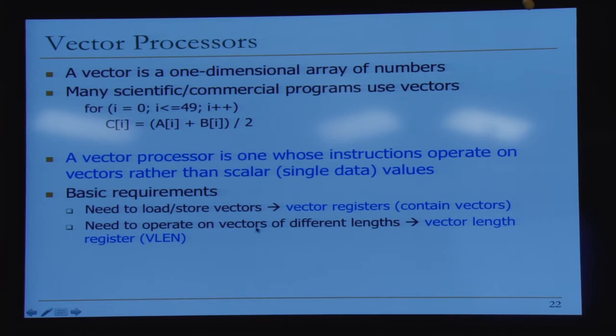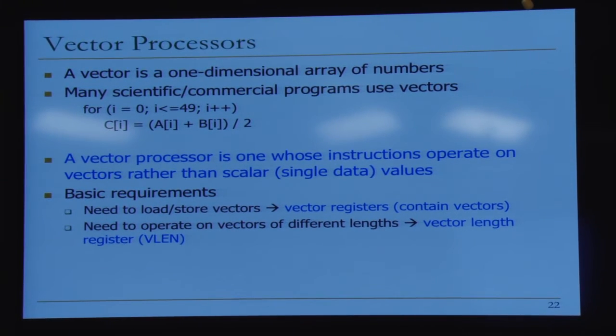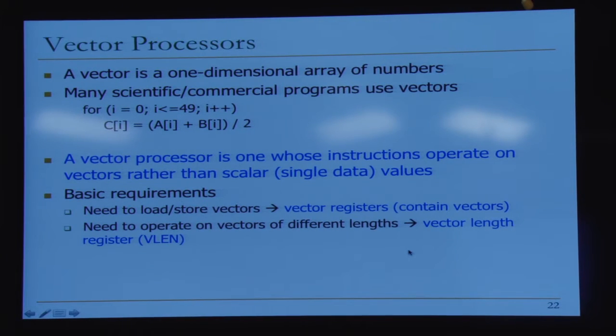We need to operate on vectors of different lengths if you want some programmability out of this, right? Which means that you need to be able to specify how long your vector is. In this case, you should be able to specify it's 50 entries long, right? If you're operating on short vectors, 4, then you should be able to change that. So you need to have a vector length register that's programmable, right? Because sometimes you will be adding 8 entries together, sometimes you'd be adding 4 maybe, right? Depending on the sizes of your vectors.